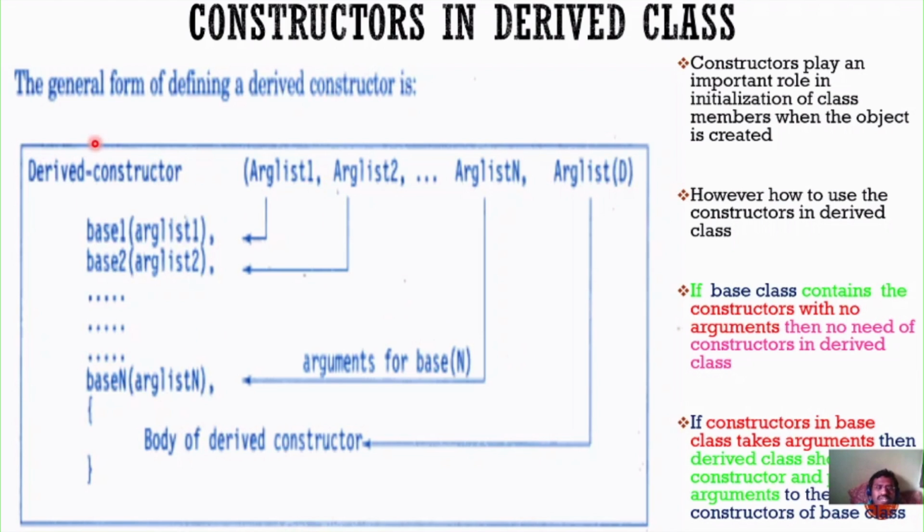This is the general form which is used for constructors in derived classes. It will contain the derived constructor, argument 1, argument 2 up to argument n, and argument d. Then base 1, that is a base class with argument 1, base class 2 with argument 2, and base class n with argument n. So there may be any number of base classes. We should be able to pass these arguments from the derived class only. And here it also contains argument d for the derived class constructor, the body of the derived class constructor. That is all about the constructors in derived class.